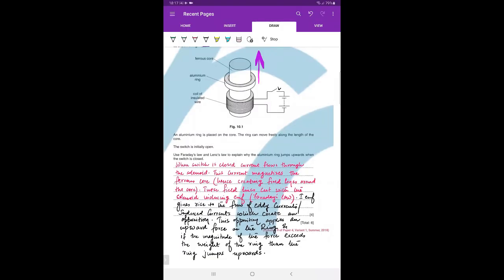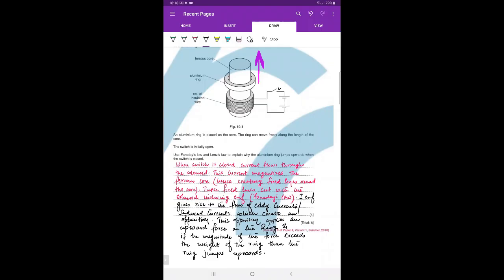So when the switch is closed, current flows through the solenoid. This current magnetizes the iron core, hence creating field lines around the core. These field lines cut with the solenoid, thereby inducing EMF. So that was Faraday's law. Induced EMF will give rise to the flow of eddy currents or induced currents, which create an opposition. This opposition applies an upward force on the ring, and if the magnitude of the force exceeds the weight of the ring, then the ring jumps upwards.